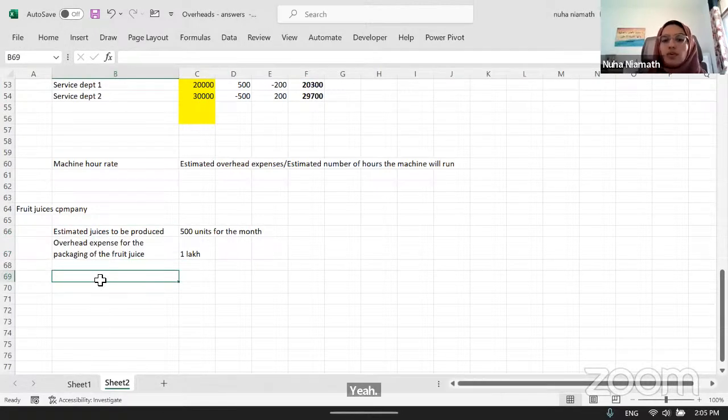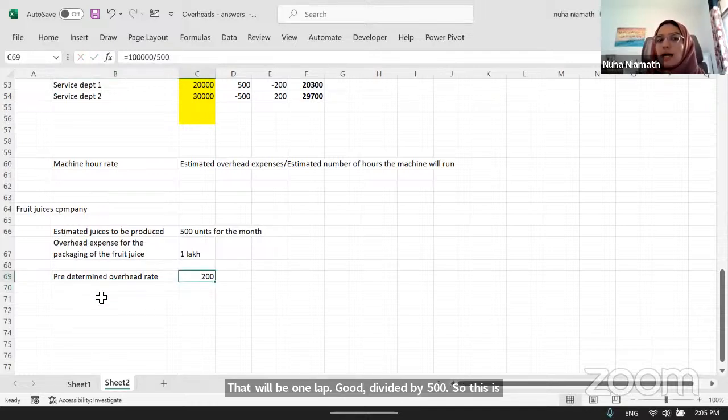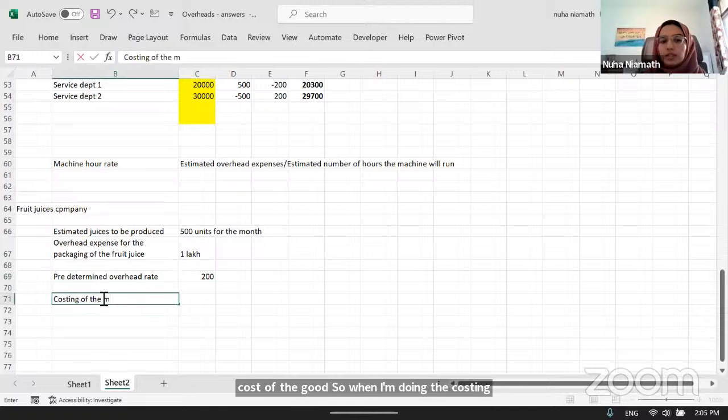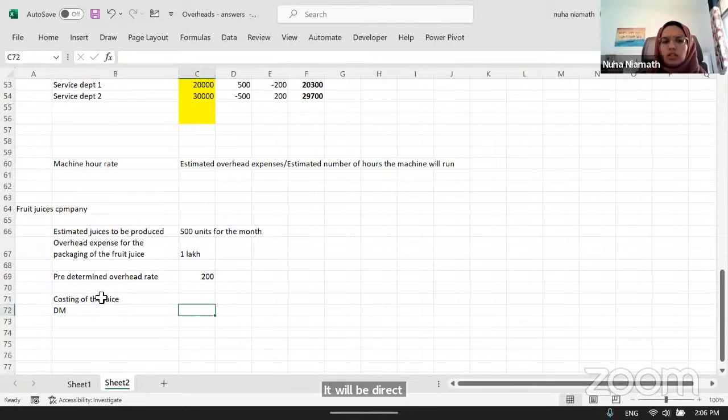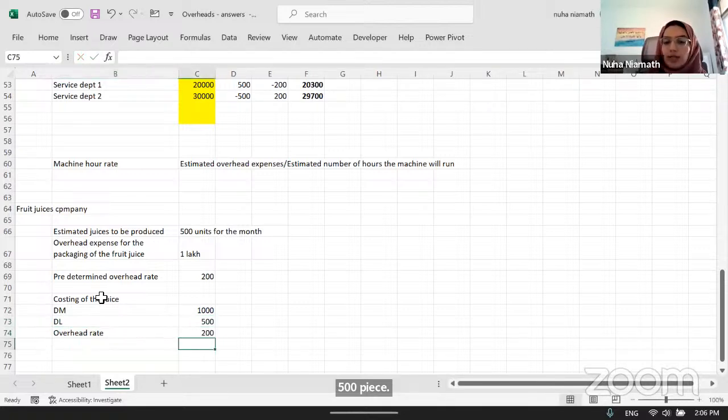Okay. So now we will calculate something called the predetermined overhead rate. That will be 1 lakh divided by 500 units. So this is my predetermined overhead rate to incorporate these packaging expenses into the cost of the good units. So when I'm doing the costing of the juice, it will be direct material, let's say 1,000 rupees, direct labor, let's say another 500 rupees, and my overhead rate of 200 rupees, right? This is how I will do the costing of my fruit juice.